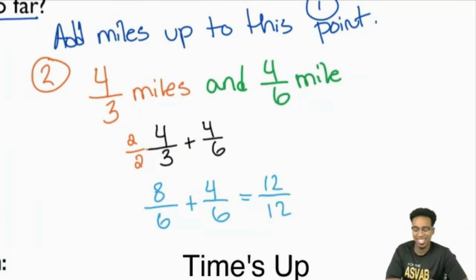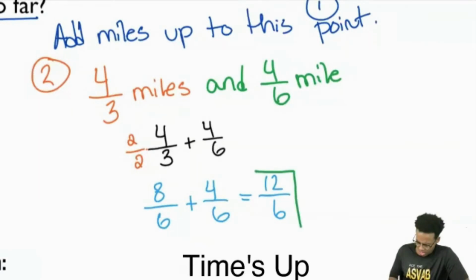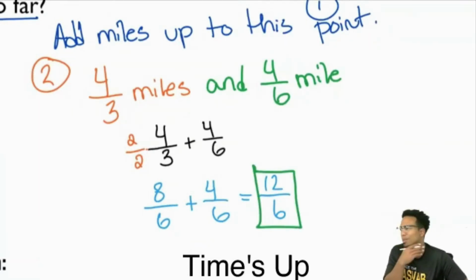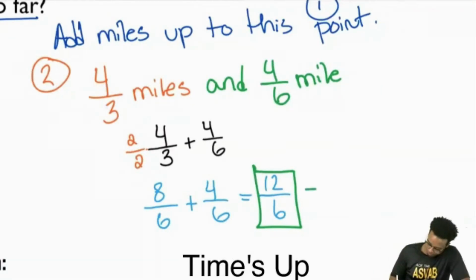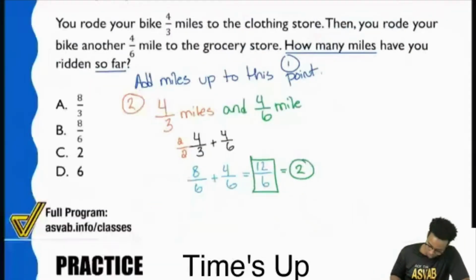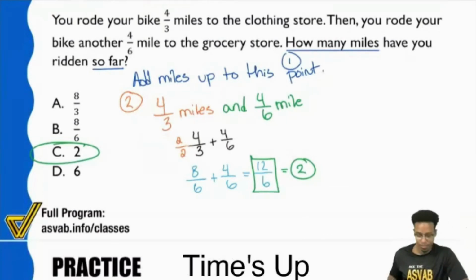Nah, exactly. It's going to stay 6. You keep the denominator the same. And then you got to ask yourself, whoa, that's division, right? What's 12 divided by 6? Yeah, 2. And so your answer is 2.